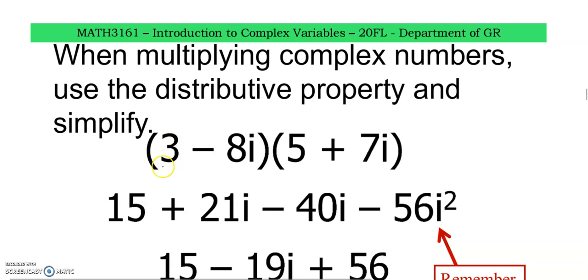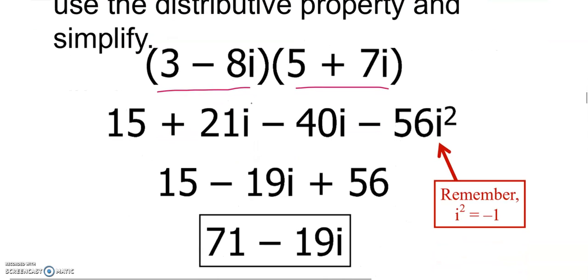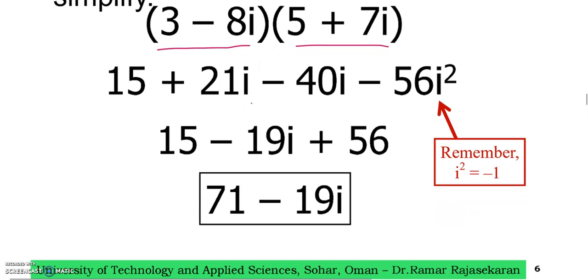Now you see, 3 minus 8i is the first complex number. 5 plus 7i is the second complex number. So here what we are going to do is use the distributive property. Take the first number, that is the real part of the first complex number, and distribute this 3 with the second complex number.